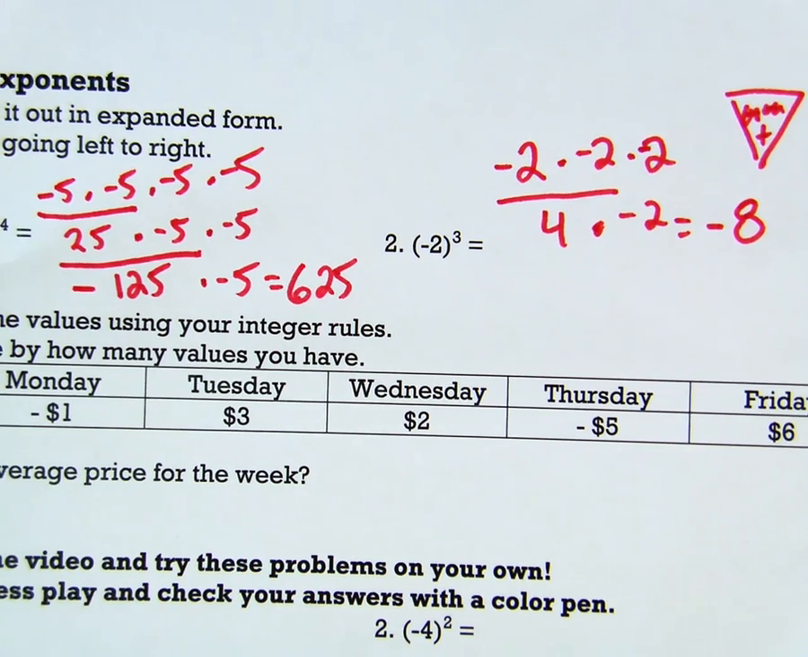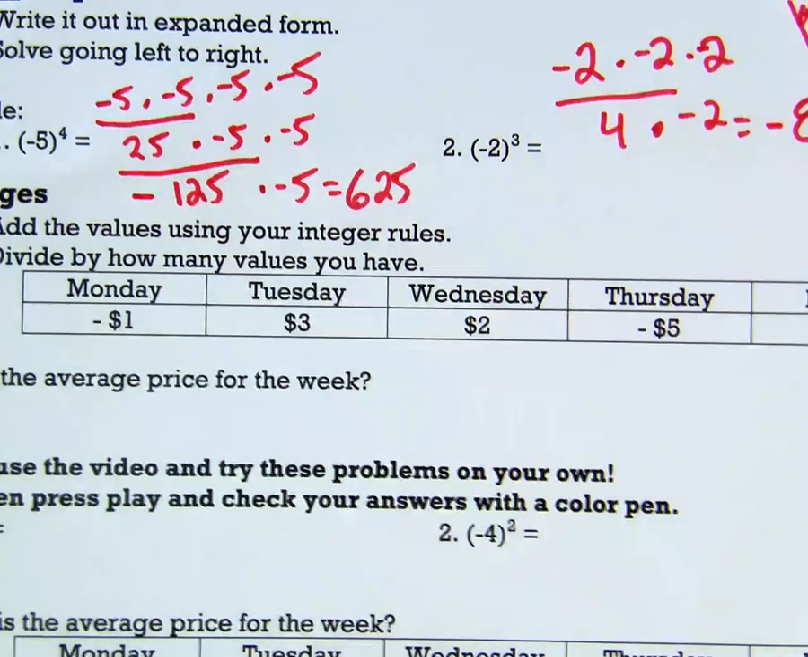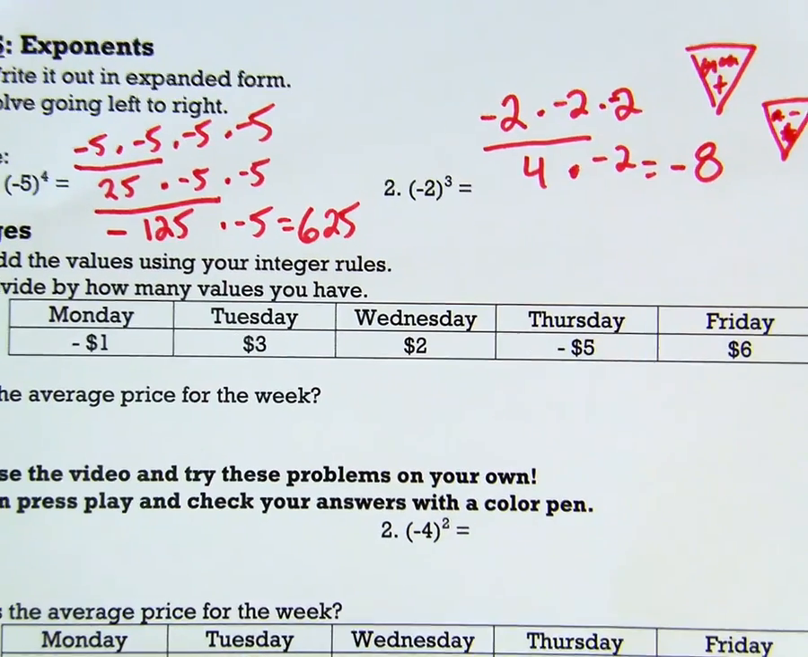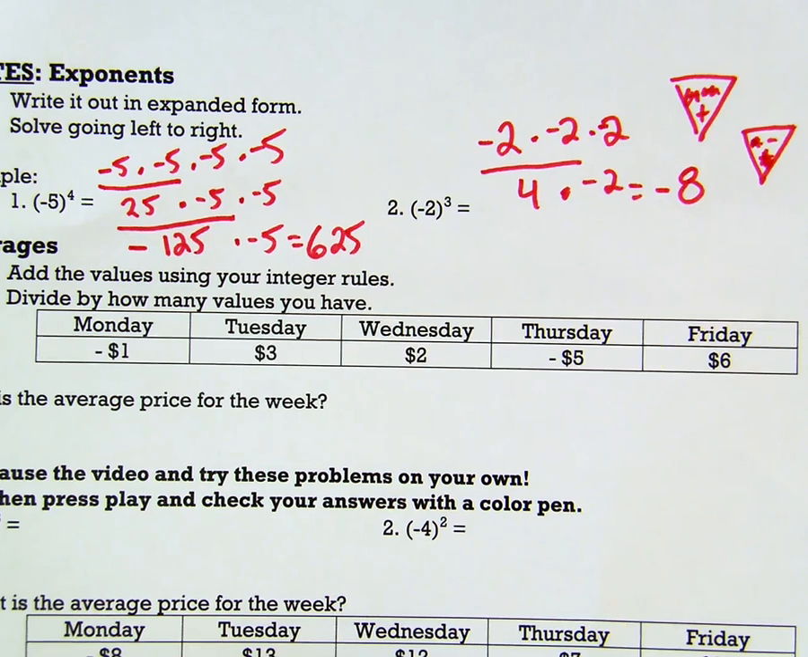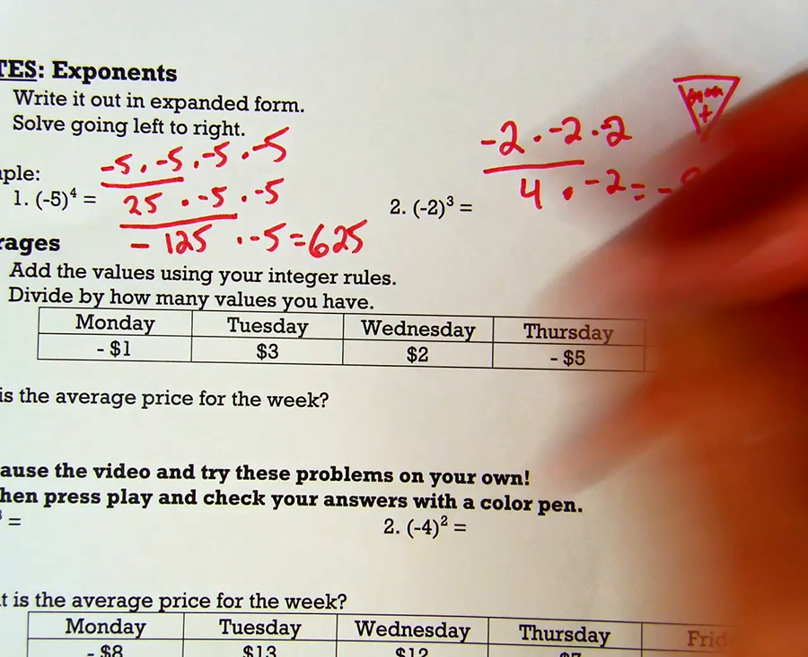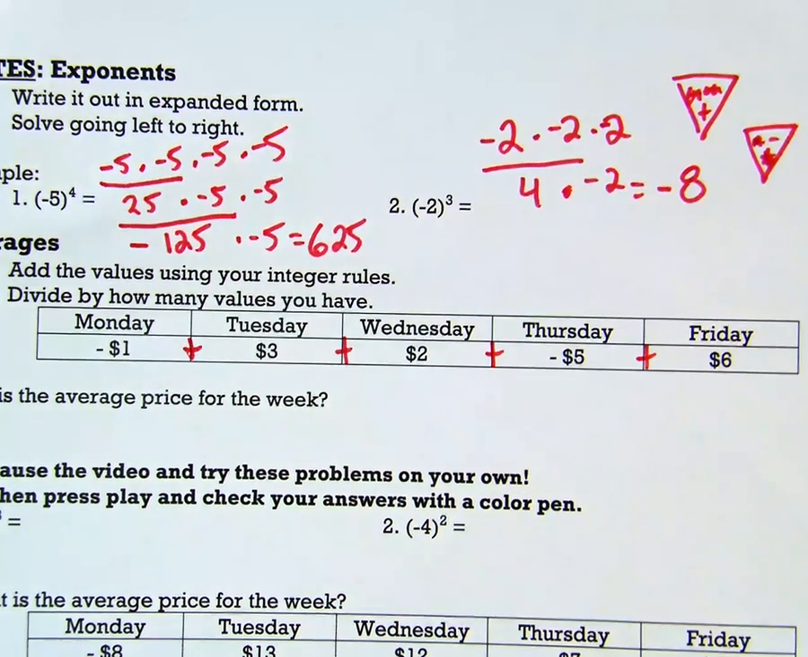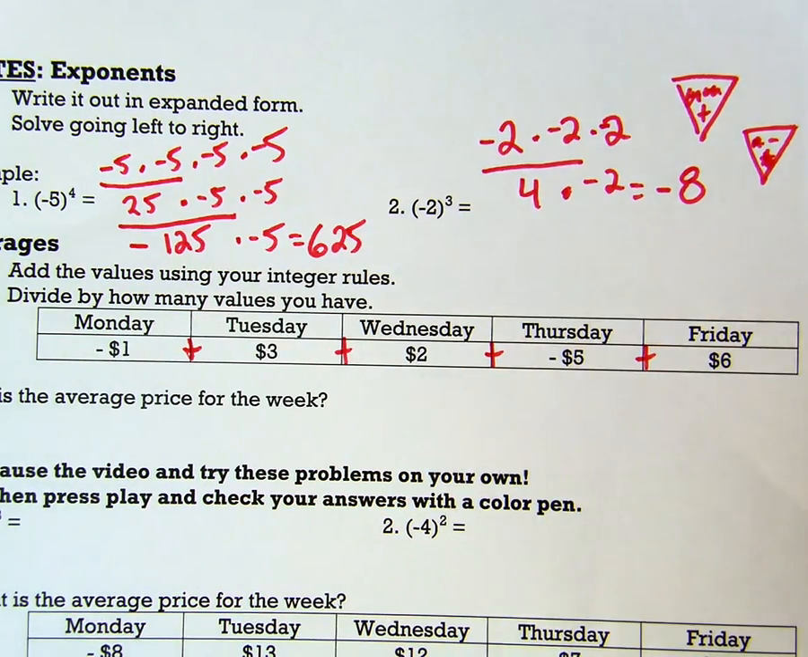Alright, you're going to use your rules as well, besides exponents, to complete averages too. Expand this out a little bit. Now when we find an average, we are adding up the values using our integer rules, so we're going to be adding each of these, Monday, Tuesday, Wednesday, Thursday, Friday. We're going to add them all up. And then we're going to divide by how many values. We have 5 values, so whatever our answer is, we're going to divide by 5.